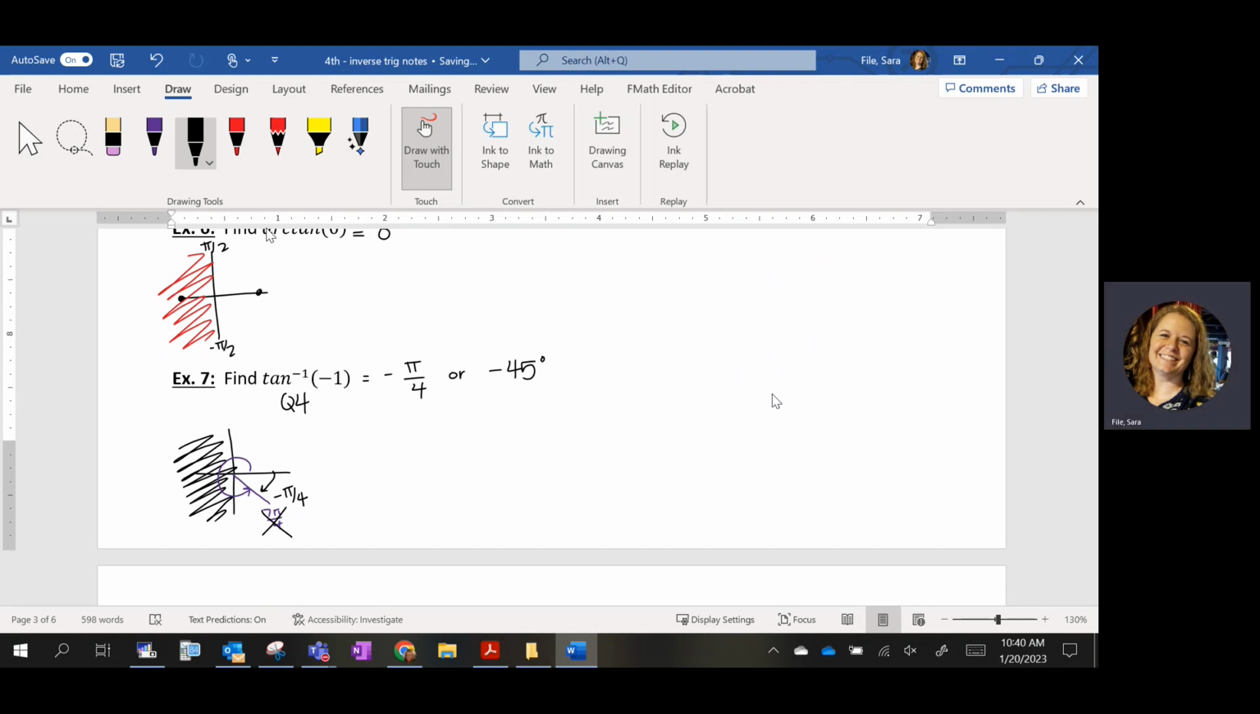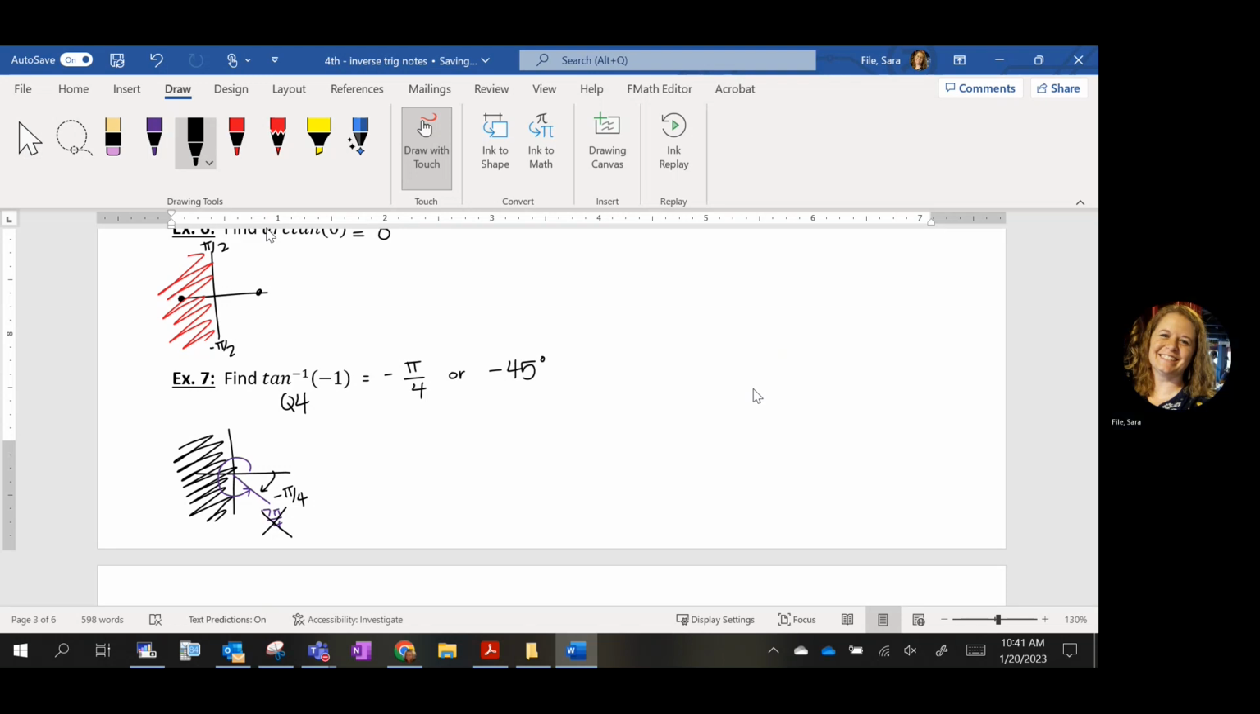If you have forgotten your trig values around the unit circle, remember you can go back to those resources, those different links I have in It's Learning, and practice your unit circle again. Do the online flashcards, different things to help refresh your memory, or just keep studying your unit circle.